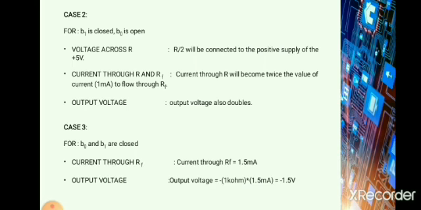Current through R and RF. Current through R will become twice the value of current flowing through RF, and the output voltage therefore also doubles. In case 3, B0 and B1 both are kept closed. Here the current flowing through RF will be 1.5 milliamps. Therefore output voltage will be 1 kilo ohm into 1.5 milliamps in the negative direction, so that will be equal to minus 1.5 volt.